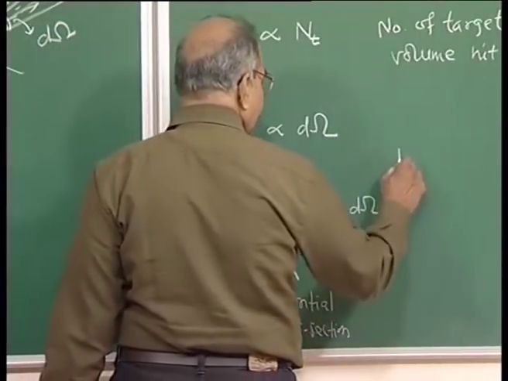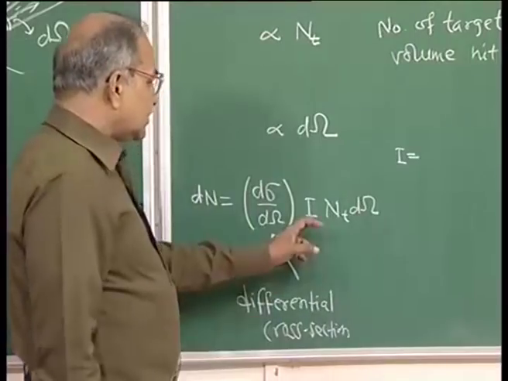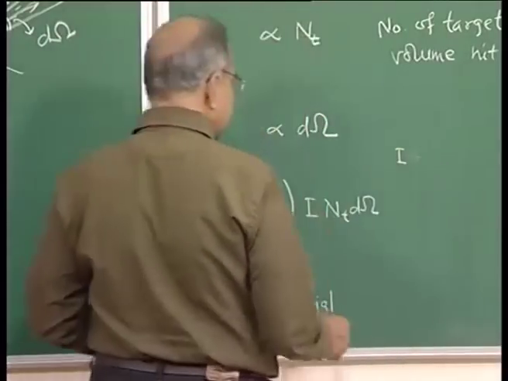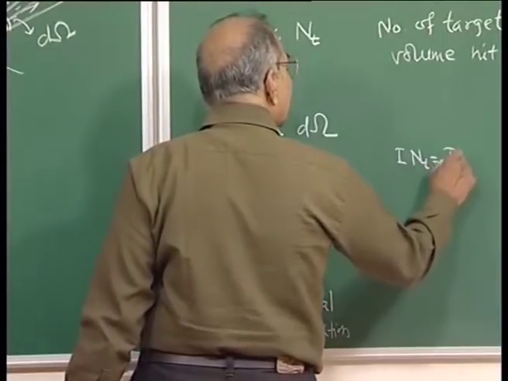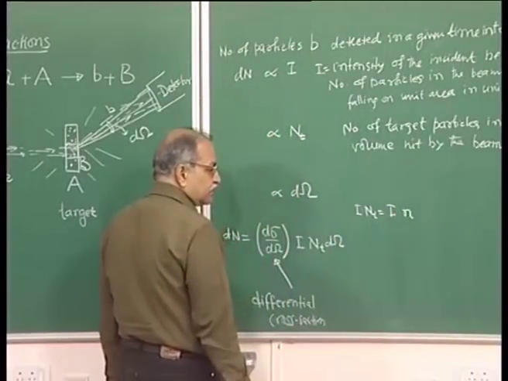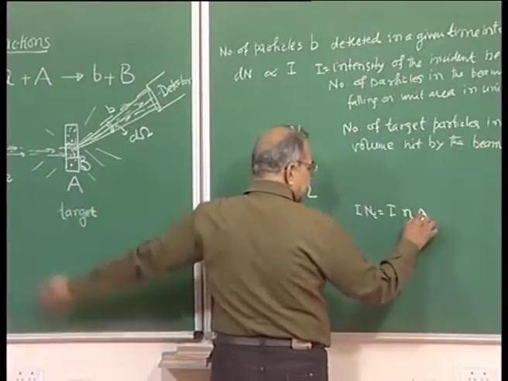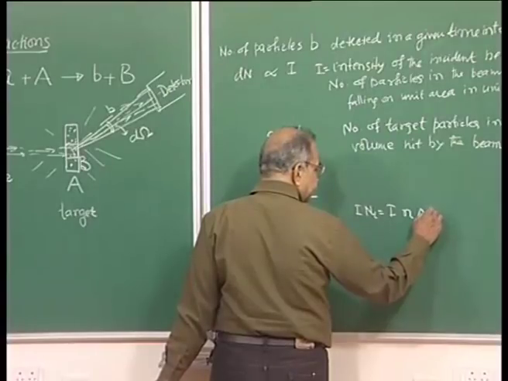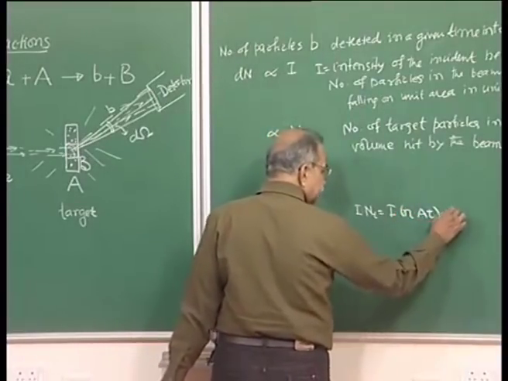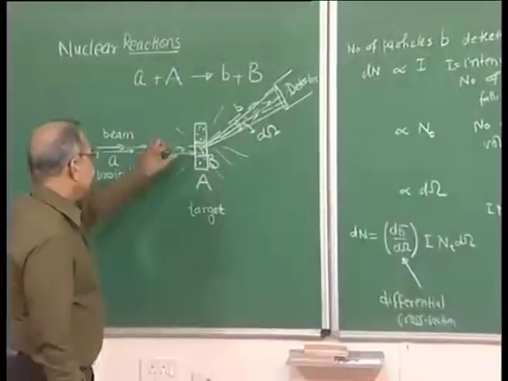This I is the intensity, the number of particles coming per unit area per unit time. N t is the number of target nuclei in the target material. So, you can write N t as the density of target atoms per unit volume multiplied by the volume, and volume is area A, do not confuse with that capital A nucleus, times thickness T. There are too many symbol problems. This capital A is the area of cross section of the beam. So, on the target it is hitting this area.